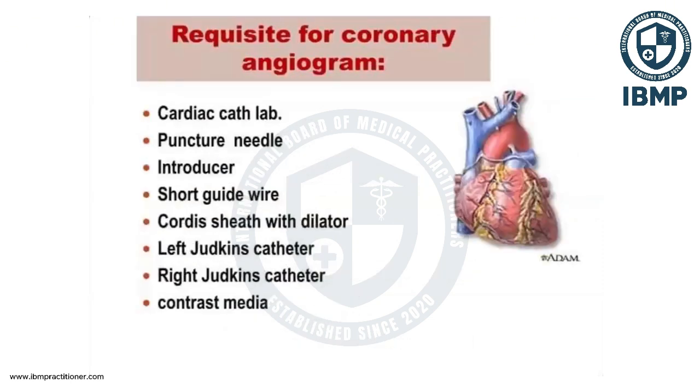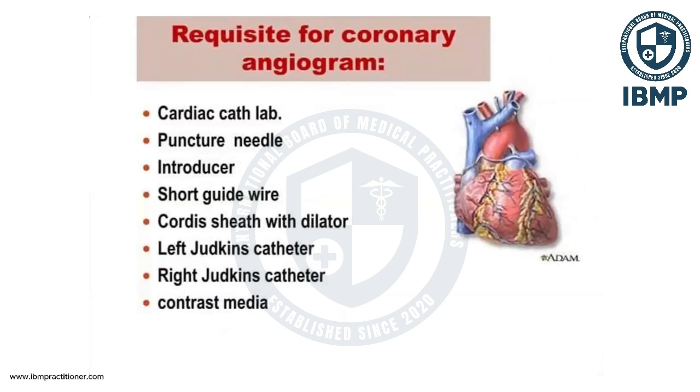What are the things required for the coronary angiogram? A cardiac cath lab is required, a puncture needle and introducer, and a short guide wire, which is different from the other guide wires. A sheath is required. Normally we take 5F for diagnostic coronary and 6F for the PTCA. But because we are using only 6F material, most centers don't have 5F, so they take even 6F for both diagnostic and PTCA.